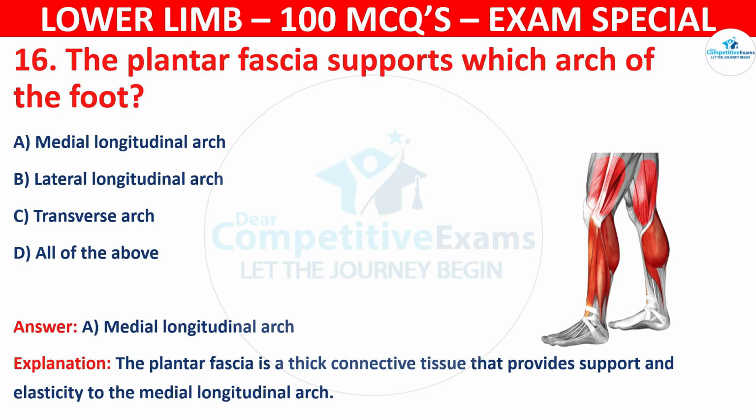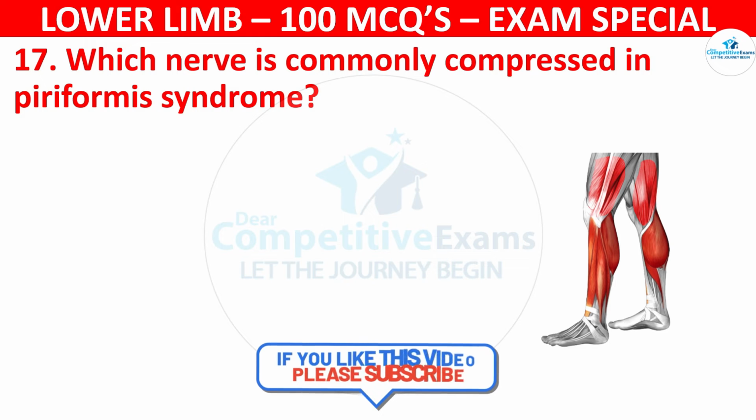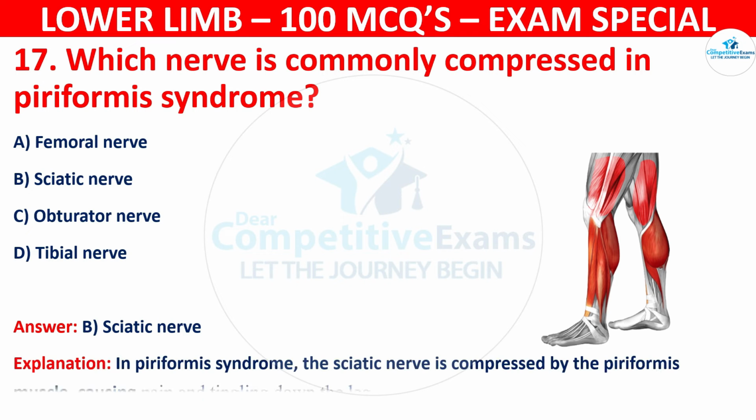Question number 17. Which nerve is commonly compressed in piriformis syndrome? Your options are femoral nerve, sciatic nerve, obturator nerve, or tibial nerve. The correct answer is B, that is sciatic nerve. In piriformis syndrome, the sciatic nerve is compressed by the piriformis muscle, causing pain and tingling down the leg.